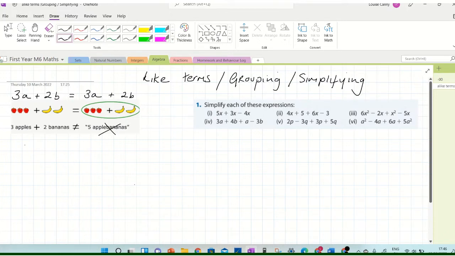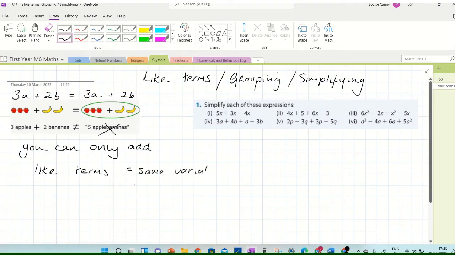So you can only add like terms. So like terms have the same variable, or they might be an integer or a number. So we'll go over here, we'll take a look at some of these questions and we'll try and identify the like terms. So when I was showing you how to do these in class, what I said to do was, we look at question 1 there, to write out the expression.